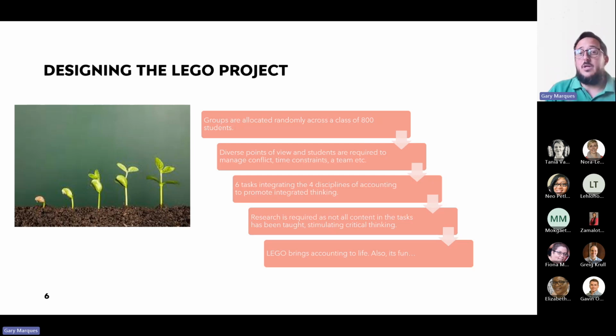Time constraints as well come into it, where not everybody necessarily has the same timetable and the same list of demands and so on. So it's really great at bringing through some of those real world types of issues that you're going to deal with.